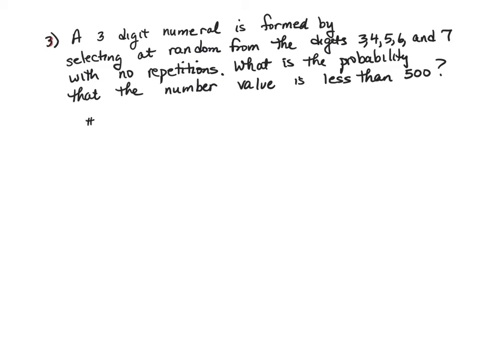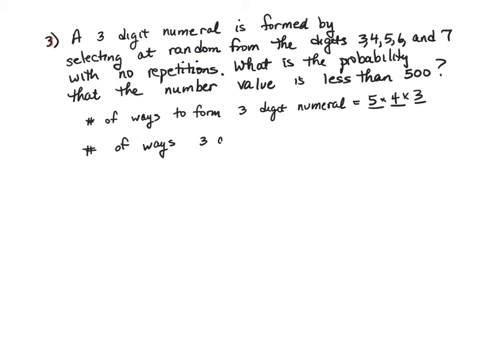So first we have to consider the total number of ways we can form a 3-digit numeral here. So the number of ways to form a 3-digit numeral would be, well, there are 1, 2, 3, 4, 5 numbers to pick from. So there are 5 choices for the first, 4 for the second, and 3 for the third.